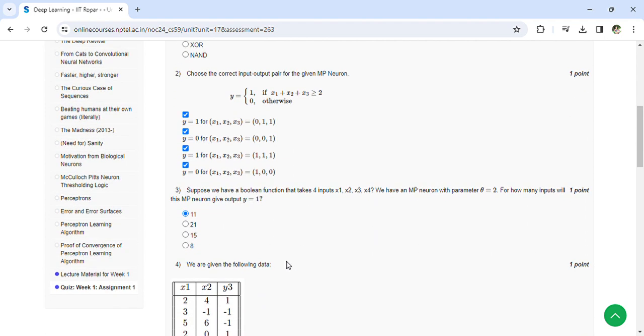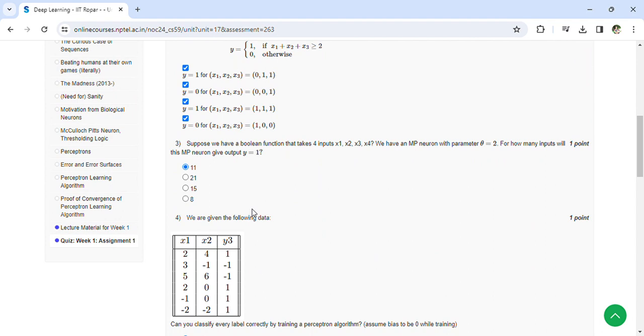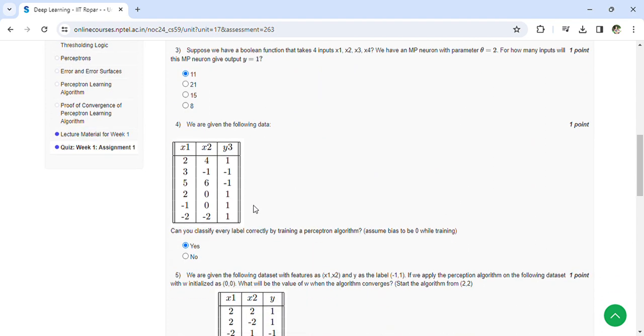Suppose we have a Boolean function that takes 4 inputs x1, x2, x3, x4. We have an MP neuron with the parameter theta. For how many inputs will the MP neuron give output y is equal to 1? So this is for 11 different values. We are given the following data x1, x2, y. So here we have a table with data. Can you classify every label correctly by training a perceptron algorithm? So the answer is yes.